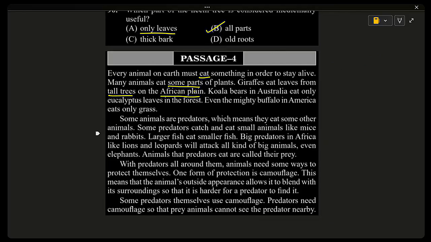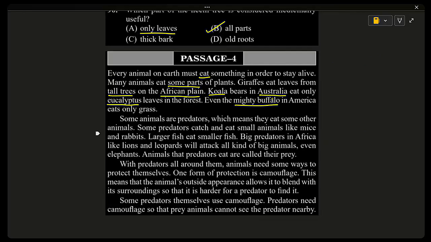Koala bears in Australia eat only eucalyptus leaves in the forest. So koala, you see these monkey-type creatures. They're in Australia. They eat only eucalyptus trees in the forest. Even the mighty buffalo in America eats only grass. Mighty means very large and having good strength. Mighty buffalo in America eat only grass.